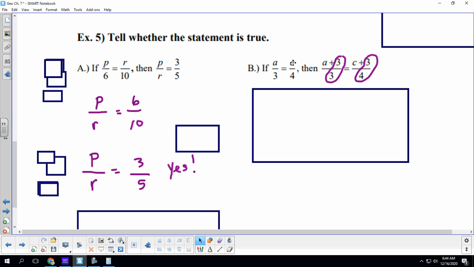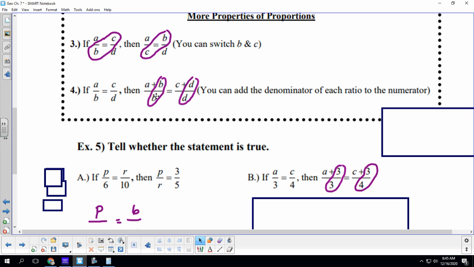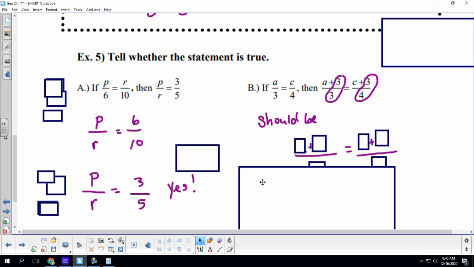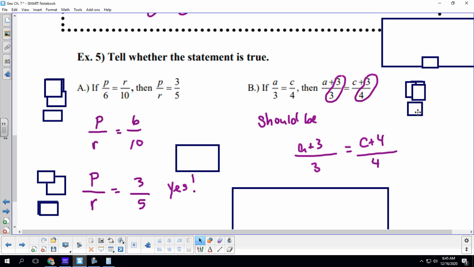If A over 3 equals C over 4, then A plus 3 equals C plus 3 over 4. When we go to use this property here, it's supposed to be whatever's on the bottom on the left adds on the top on the left, and whatever's on the bottom on the right adds on the top on the right. So it should look like A plus 3 over 3 and C plus 4 over 4.